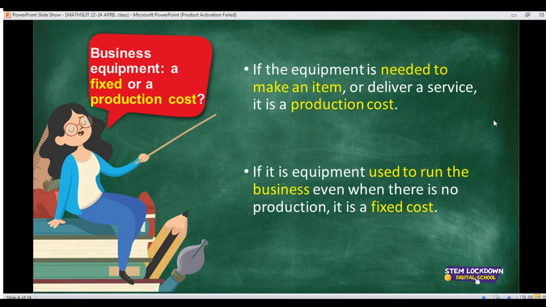I'm trying to think of examples for that one. So maybe your laptop. You need your laptop to run the business. You need your laptop to get orders from people. You need your laptop to take all those orders, to draw up your financial statements, all of those. This is the equipment you need to run the business, even when there is no production. So that would be your fixed cost. So if you had already bought a laptop for your business and then it was locked down, you'd still have to continue paying for that laptop.